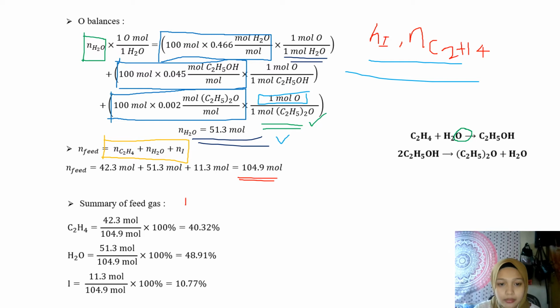For the summary of feed gas, we can find the percentage composition of each species at the input side by dividing the number of mole of the species by the total of the feed gas. For the ethylene, we get 40.32%, for the water, we get 48.91%, and for the inert gas, we get 10.77%.